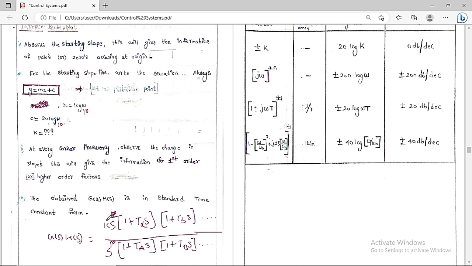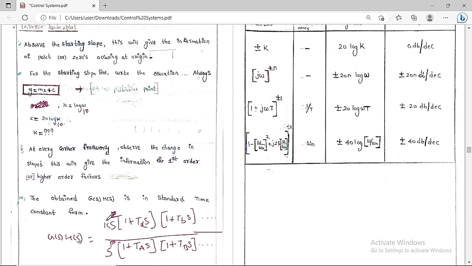At every corner frequency, observe the change of slope. This will give the information of the first order or the higher order factors. It means at each and every corner frequency, try to figure out how much slope is added to the previous graph in order to get the next slope. By seeing the slope, we can say which order is added, whether zero or pole, we can easily figure out.